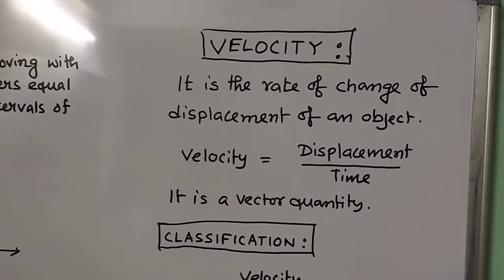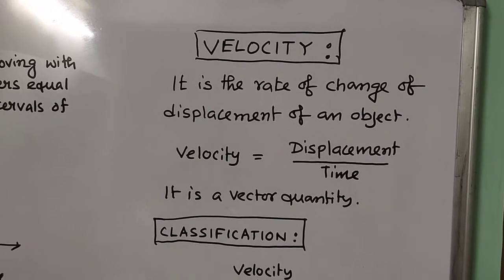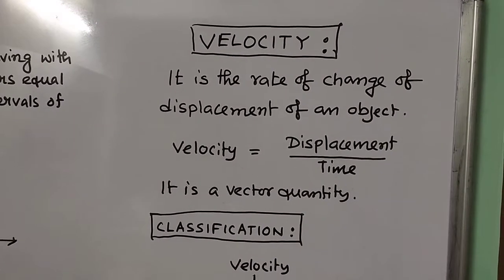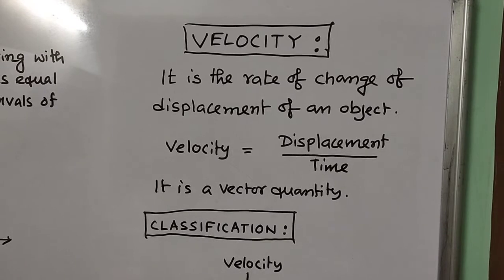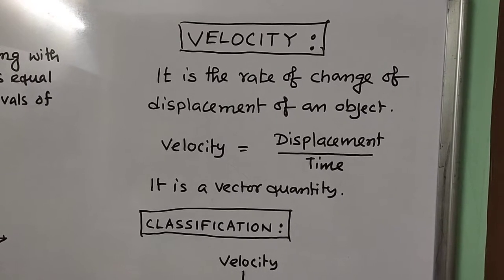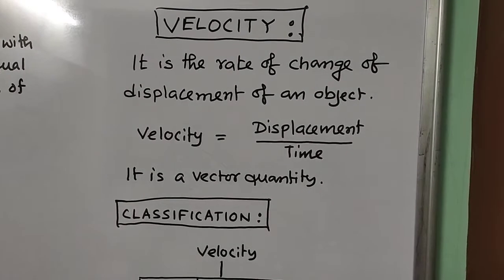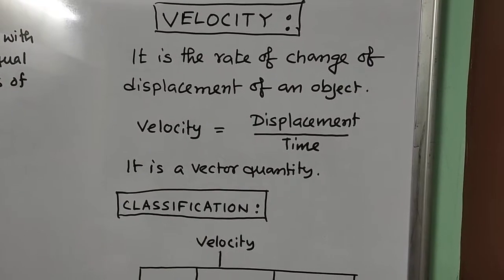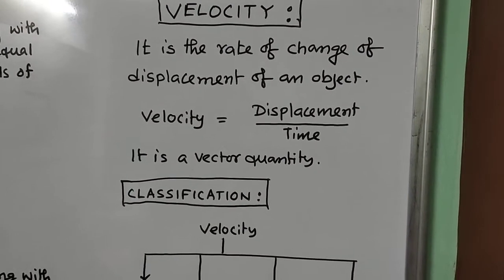Now, what we have written, let me read out. I think most of you know what velocity is. As per the statement, it is the rate of change of displacement of an object. Rate of change of displacement is nothing but velocity, and rate of change of displacement is the change of displacement in unit time. So velocity equals displacement by time, and it is a vector quantity.